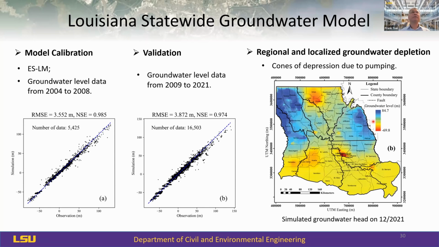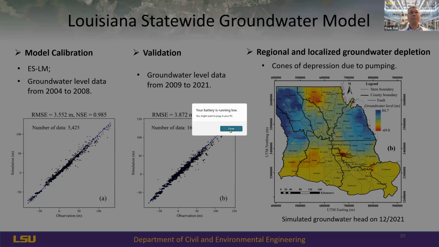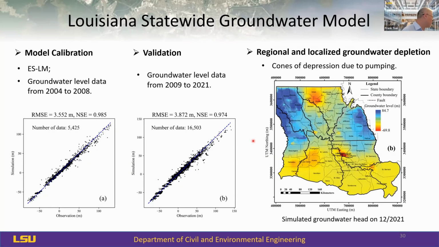And this is the result. We have model calibration from 2004 to 2008. We have more than 5,000 observation data. We get a very good root mean square error in groundwater level, 3.5 meters, which is not bad at all. In the model validation period, from 2009 to 2021, the root mean square error increased just a little bit.